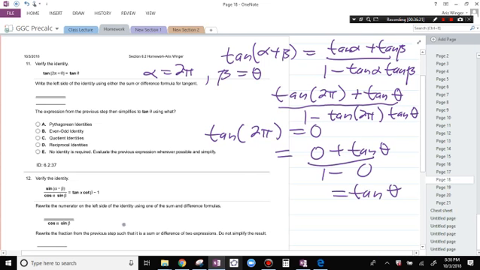And so the expression from the previous step, so what do they want us to write here? Write the left side of the identity using either the sum or difference. So they want this, I think. The question is, do they want it simplified? Try just this, right? So that over that. And then it simplifies to the tangent of theta. I don't think you need an identity. You're just evaluating.